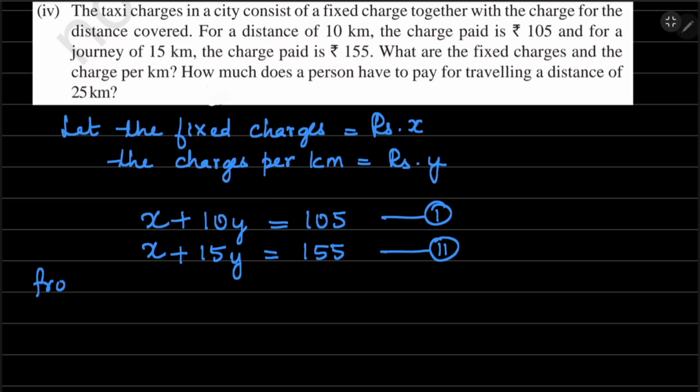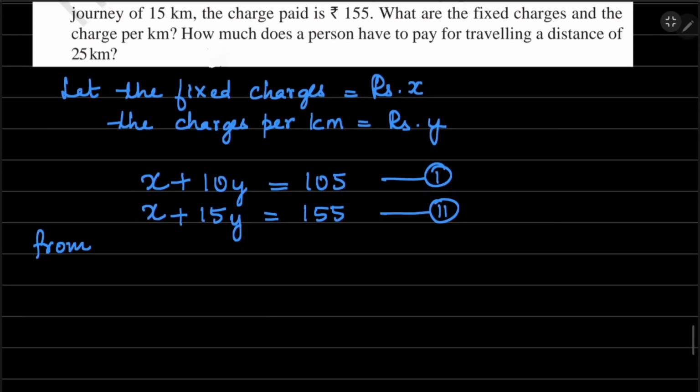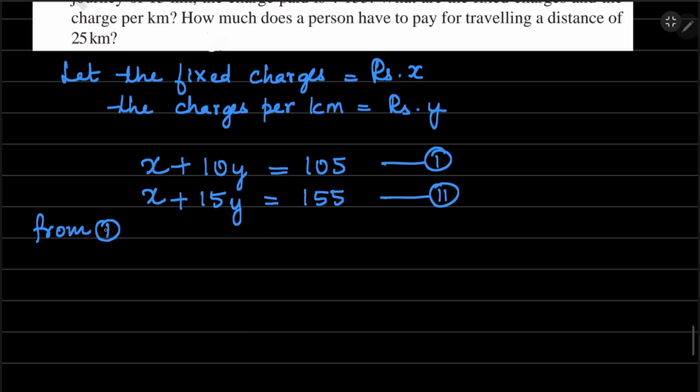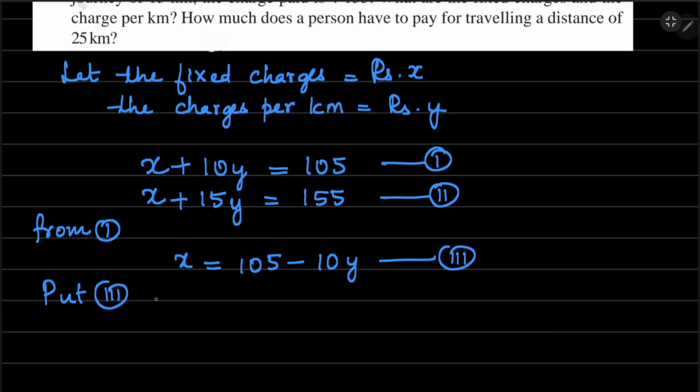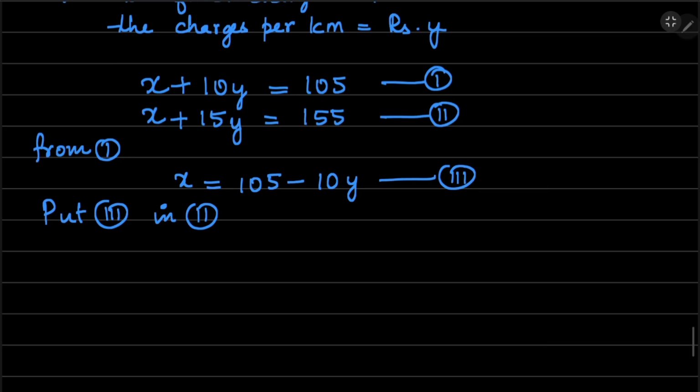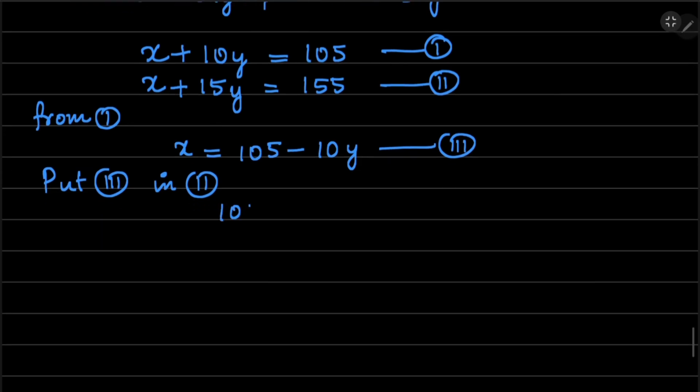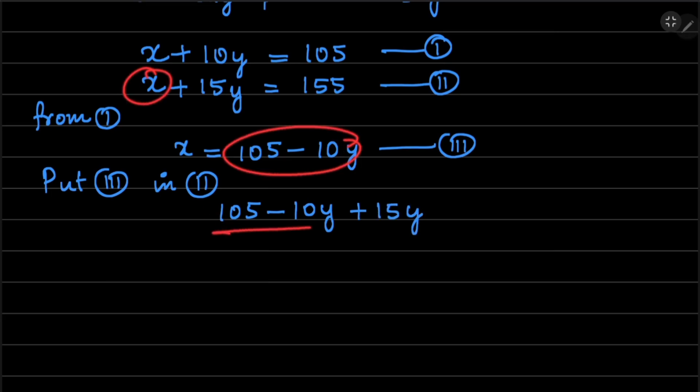So from 1, as all these questions have to be solved using the substitution method, I can write X is nothing but 105 minus 10Y. So this is my equation 3. You can put equation 3 in equation 2. So what do you get? In place of X, I will write 105 minus 10Y, plus 15Y. I'm just substituting X here. So this is 105 minus 10Y plus 15Y equal to 155.